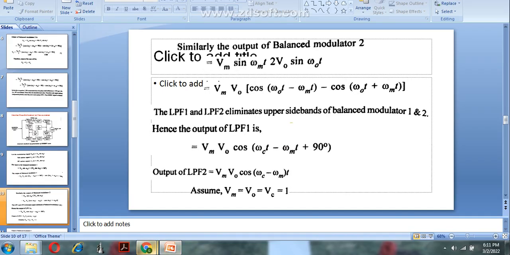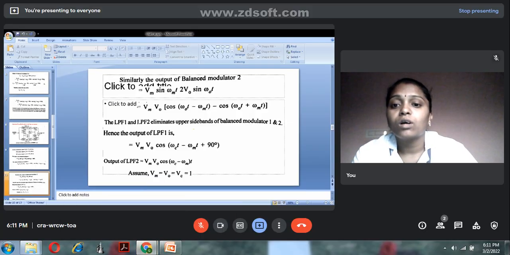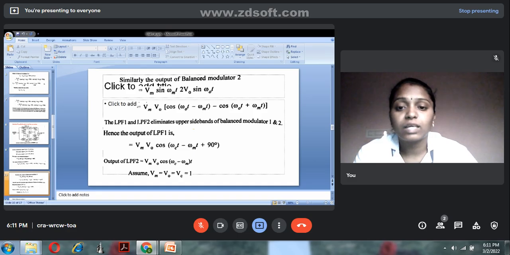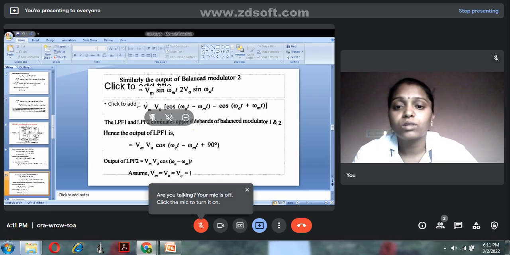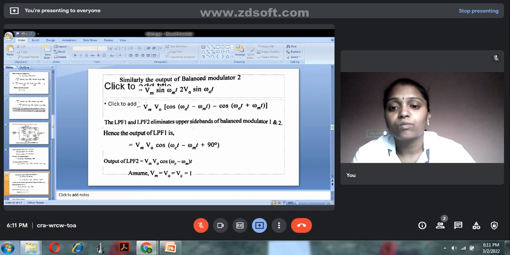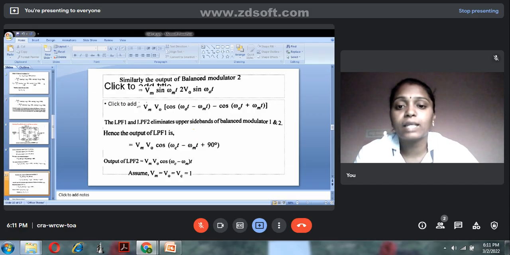Similarly, the output of balance modulator 2, Vm sin omega mt into V0 sin omega naught t, that is the message signal and the AF carrier signal. So both signals are directly given to BM2. So we have an output here also, the sin A sin B formula is used here. So we can have the constant Vm V0. So in the above equation we have 2 sin A sin B formula used here. So cos A minus B minus cos A plus B. Directly we can apply the formula.